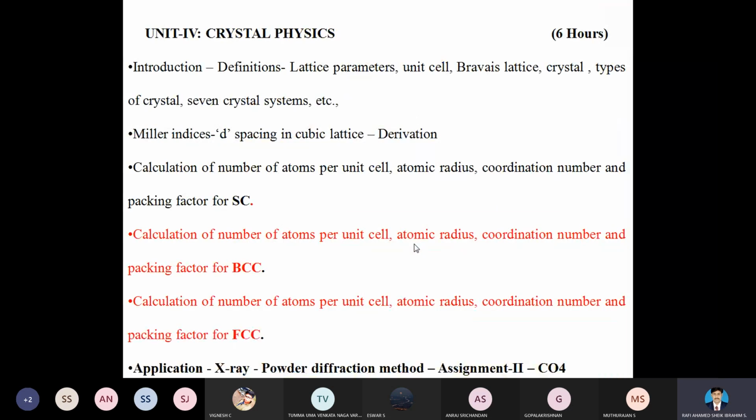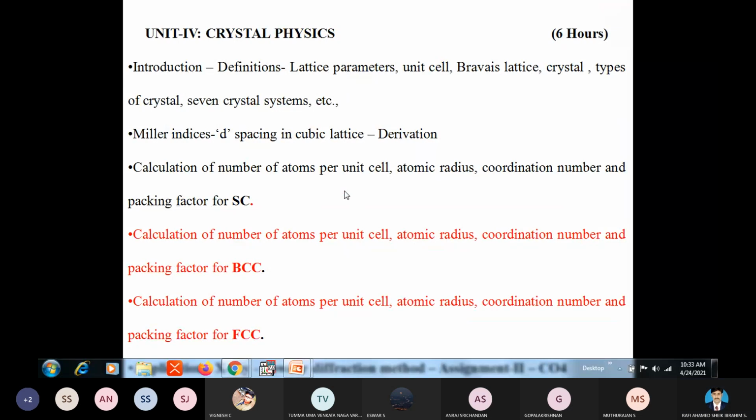We are in unit number 4. We are discussing the crystal structures. As per our assigned syllabus, we have 3 different types of crystal structures, namely simple cubic crystal structure, body-centered cubic crystal structure, and face-centered cubic crystal structure. In the previous class, we discussed the simple cubic crystal structure.